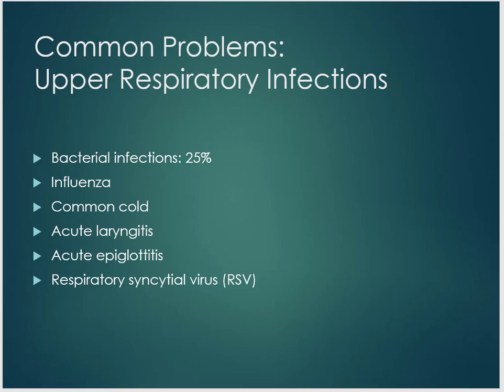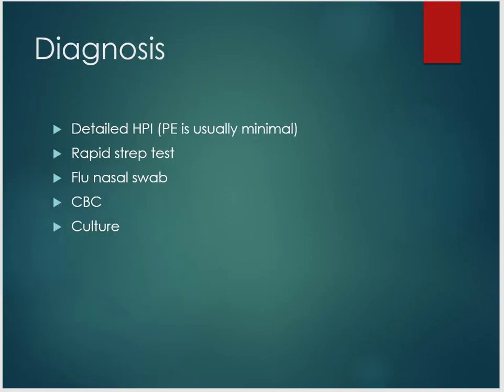And so bacterial infections make up about 25% of URIs. We have the flu, the common cold, acute laryngitis, acute epiglottitis, and then RSV. With upper respiratory infections, it's important to get that detailed history of the physical illness. Your physical findings may not be overly significant, but depending on what you find, if you had concerns of the throat, run a rapid strep test. You may want to do a flu nasal swab. You may want to do a CBC to indicate if we have any infections in the white count, and then also do a culture.